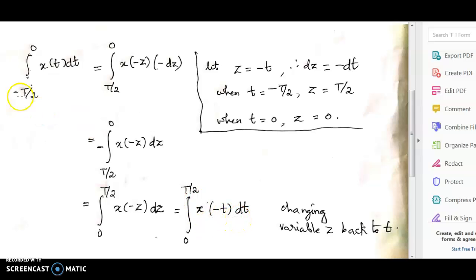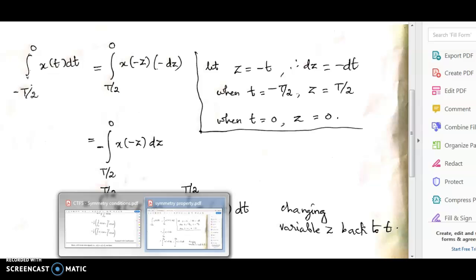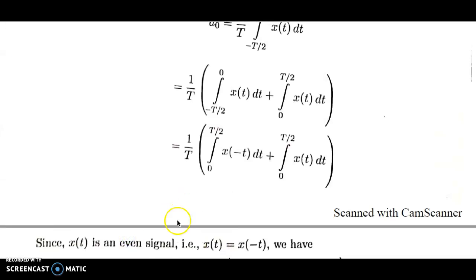Clear? So what we started with is integral minus T by 2 to 0 x of t dt, and we have obtained that this is equal to integral 0 to T by 2 x of minus t dt. So that is substituted here. That is how they have obtained 1 by T into integral 0 to T by 2 x of minus t dt plus integral 0 to T by 2 x of t dt.